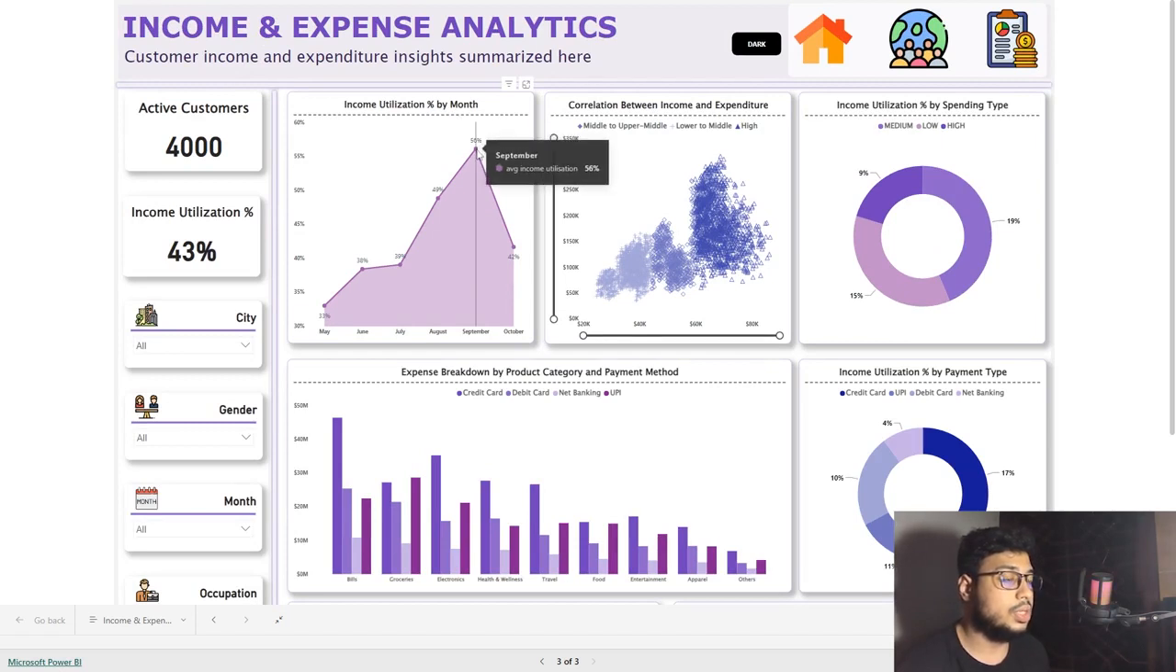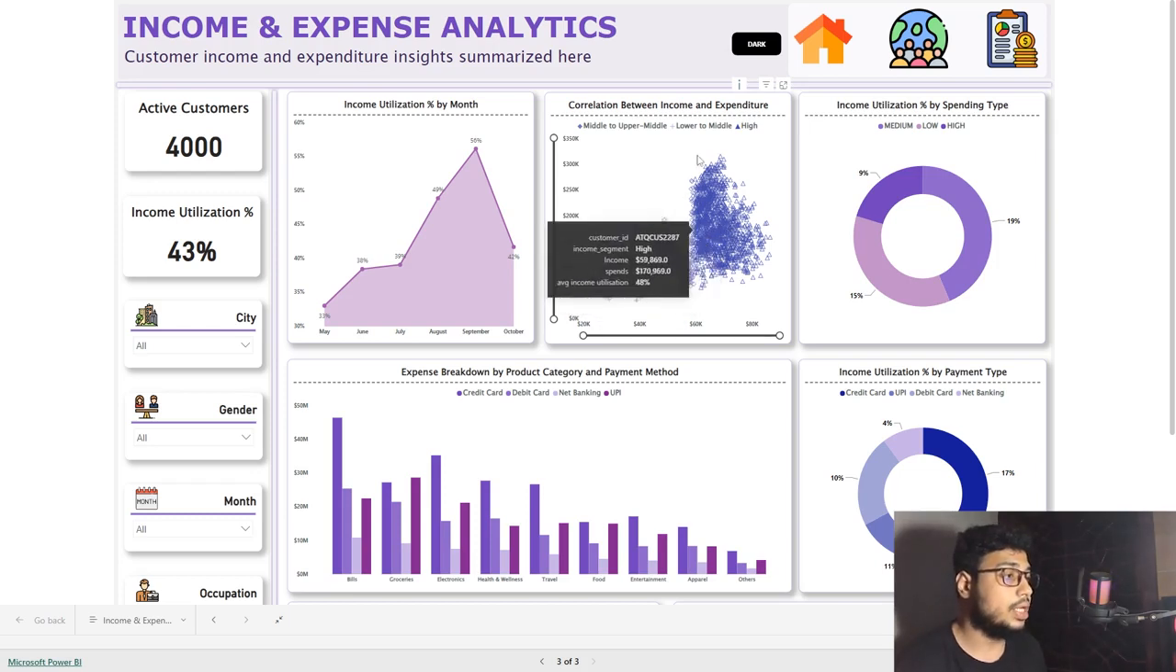For the month of September, the income utilization is the highest, and May, June, July also have low values, but September's income utilization is the most. We also created a scatter plot showing income on the x-axis and spends on the y-axis, and we also segmented the income and spends using the income type. We see that the customers that have high income also spend the most.